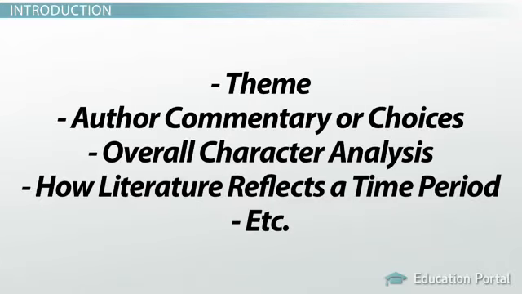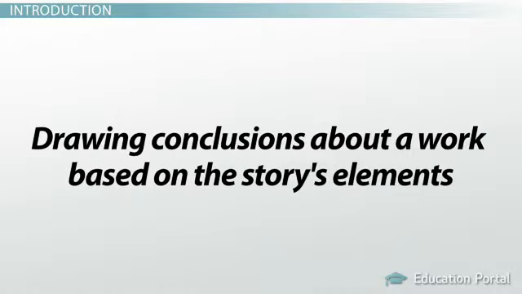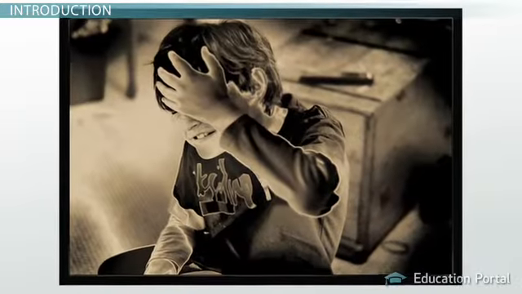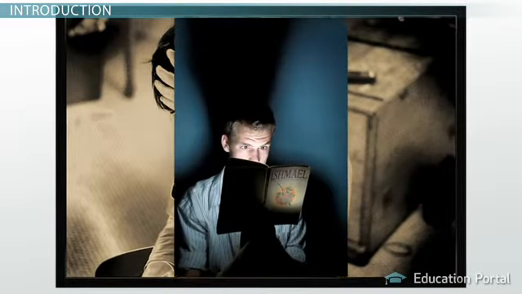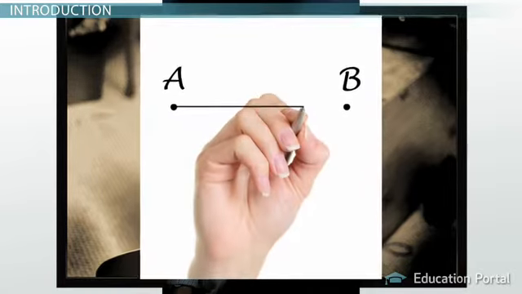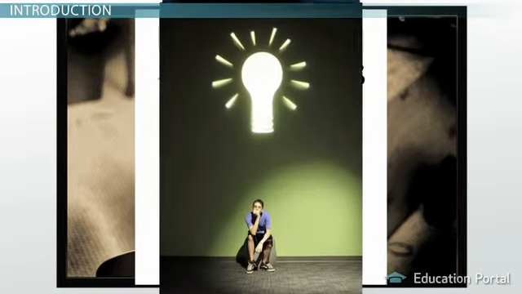Really, the list of possible topics for overall analysis is endless, and not everyone will interpret the same work in the same way. It is drawing conclusions about a work based upon the story's elements, and while there's no one right way to do it, following the steps in this video can help you get started until you develop a method that works for you. Don't feel intimidated. For the purposes of our work here, we will look more generally at what close reading, making connections, and drawing conclusions really means.